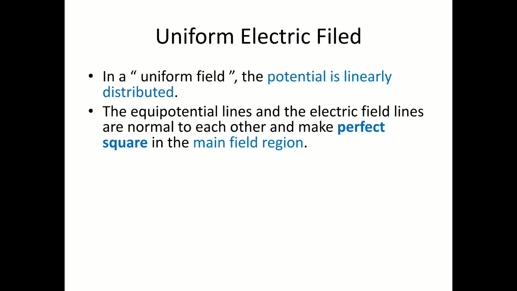That is the main reason why we have selected a square region for the derivation of the finite difference method, because this field is uniform, and that is the reason they always form a square region with respect to each other.